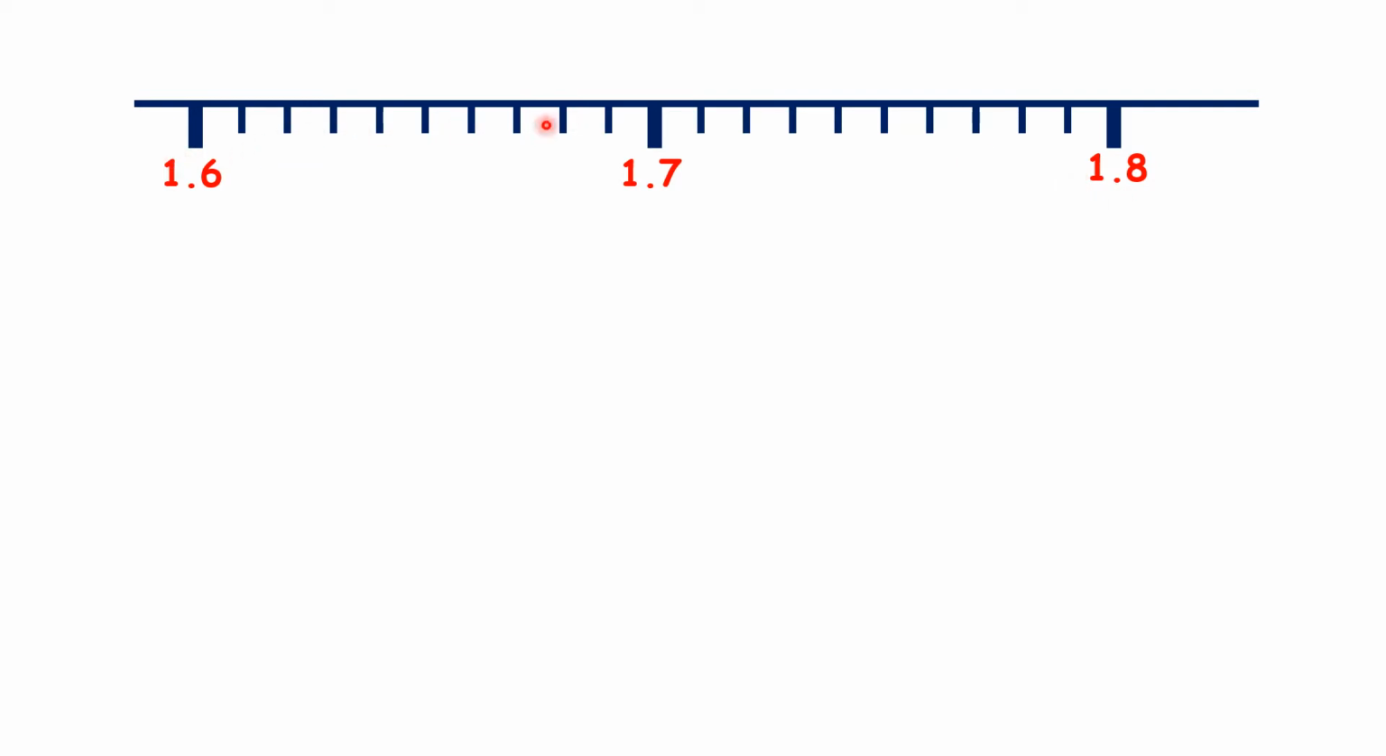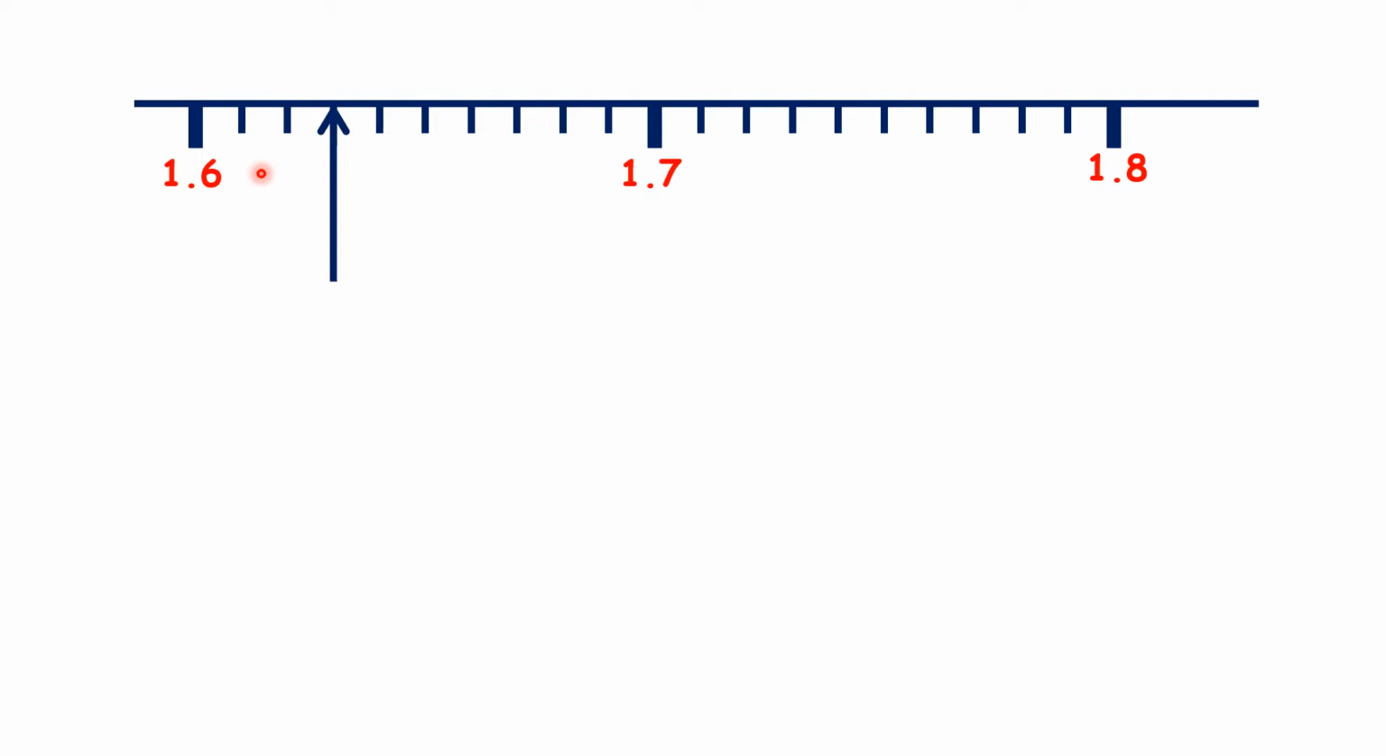And to get from 1/10 to the next, we have 1, 2, 3, 4, 5, 6, 7, 8, 9, 10 lines. So each of these lines represents 1/10 of 1/10. And if you divide 1/10 by 10, you get 100th.